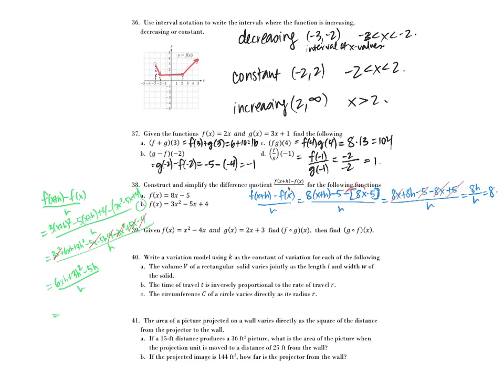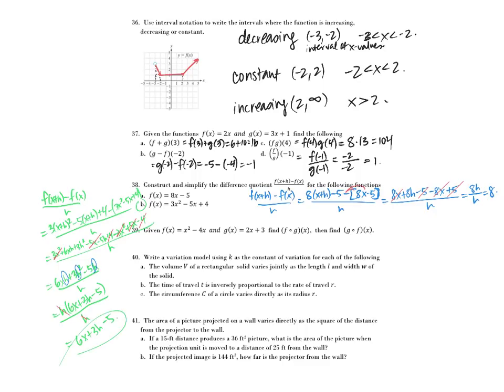And what I notice is that each of these terms has an h in it. And so I can factor out the h. And I'll be left with 6x plus 3h minus 5. And I can divide that by h. And so then h divided by h is 1. So those h's go away, and I'm just left with 6x plus 3h minus 5. So that's my final answer.